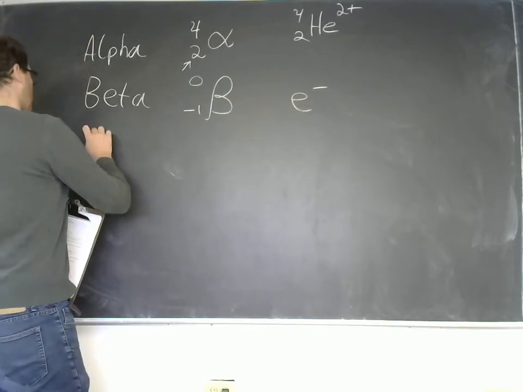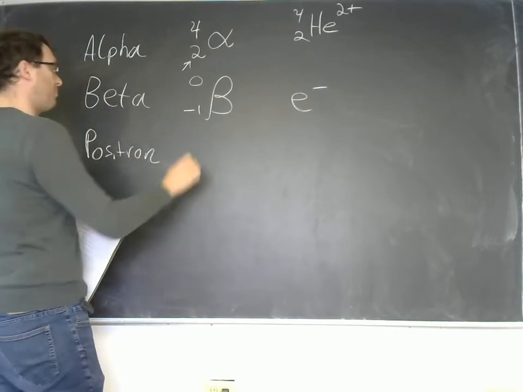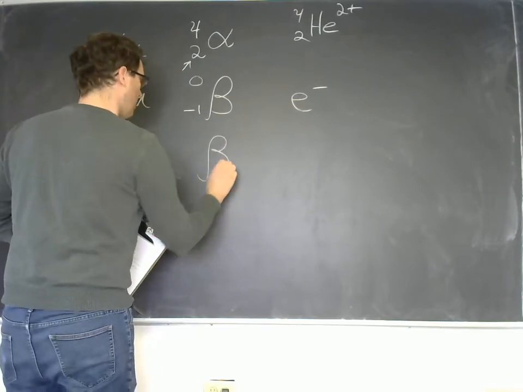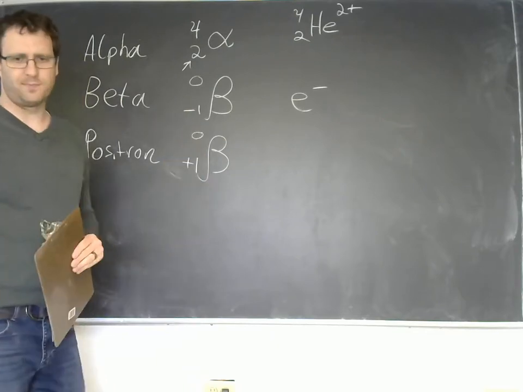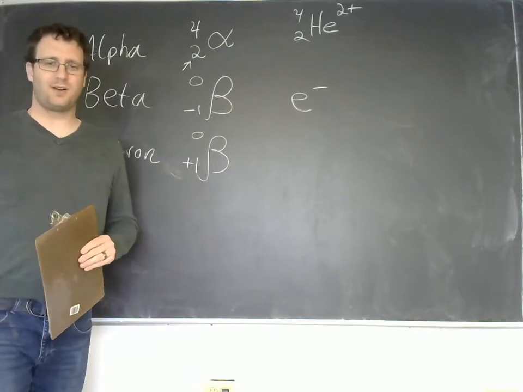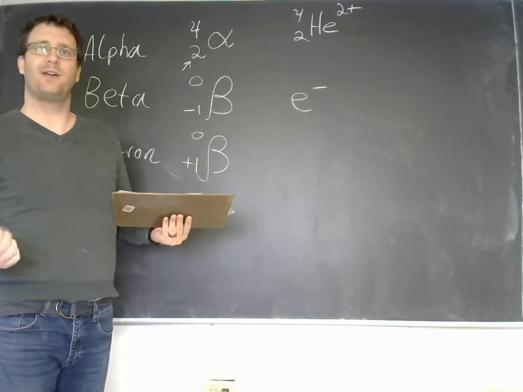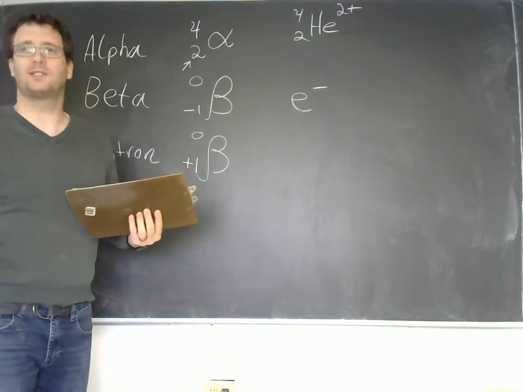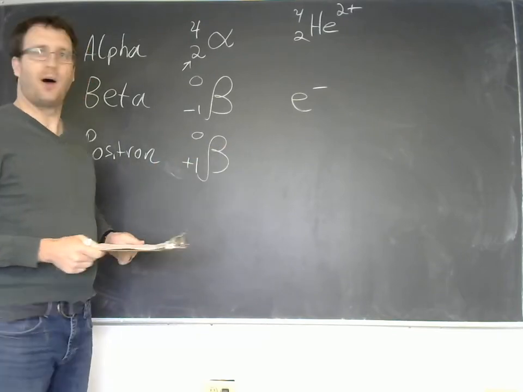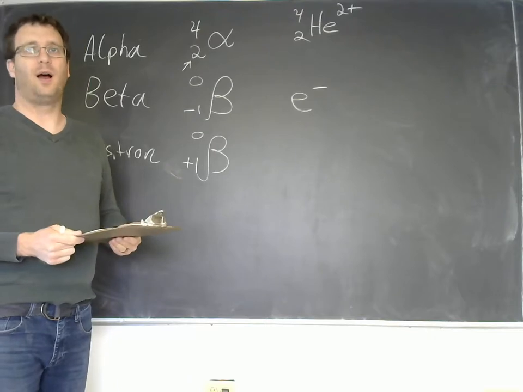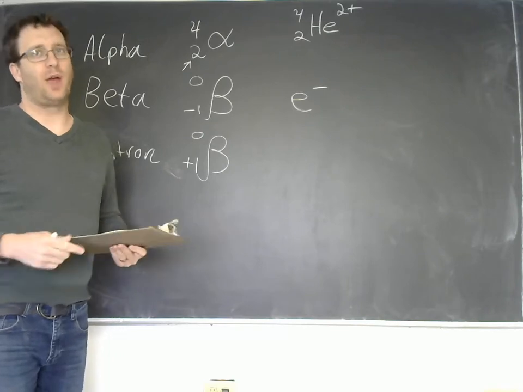Then there's a positron. So a positron is represented with the beta, but we put a +1 and a 0. And so a positron is actually the antiparticle to the electron. You've perhaps heard of antimatter. And this isn't a physics class, so we won't get into antimatter. I frankly don't know much about it myself. But in antimatter, every ordinary matter particle has its antimatter complement, and the charge is reversed.